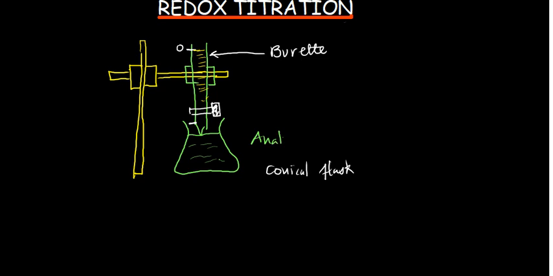The substance that you are going to add in a conical flask is called the analyte. That's the one you are trying to analyze. The analyte is a substance whose volume is known, so you say known volume, but you don't know the concentration. You want to find out the unknown concentration.